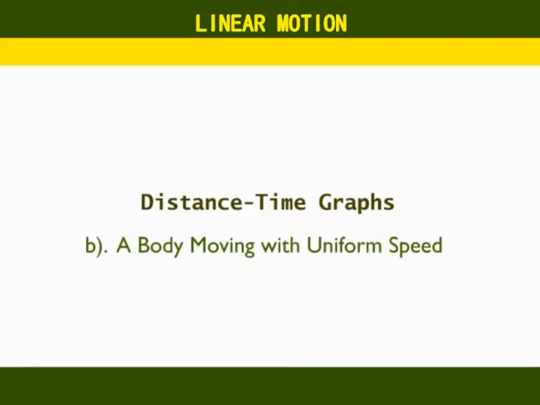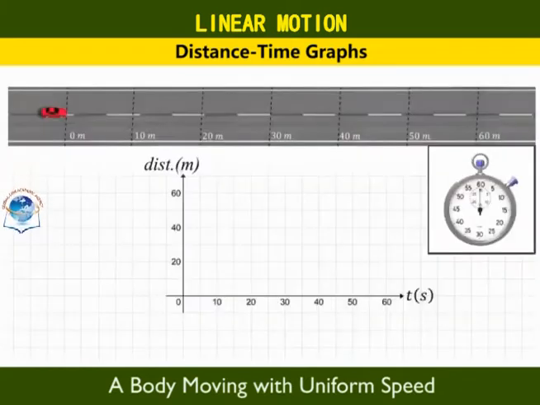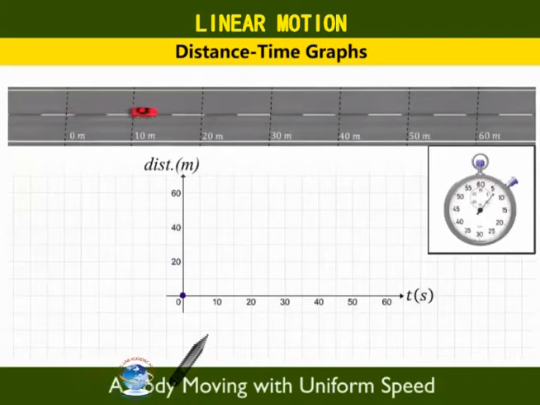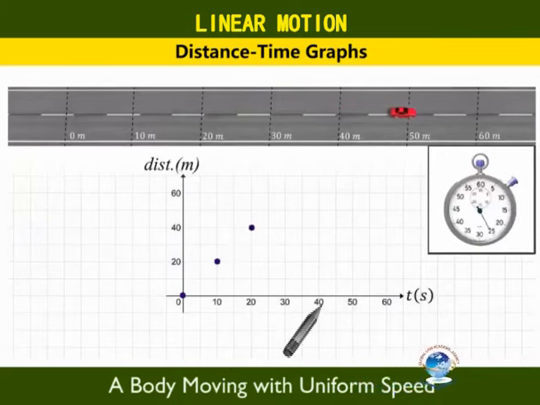Second case, a body moving with uniform speed. Now the distance covered by a body moving at uniform or constant speed changes uniformly at equal time intervals. For example, at time t is equal to 0 seconds, the distance covered is 0 meters. The car starts moving, and after 10 seconds, it has covered 20 meters. After another 10 seconds, it covers yet another 20 meters. And in the next 10 seconds, it covers another 20 meters.